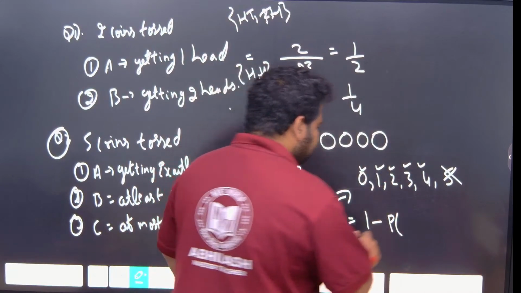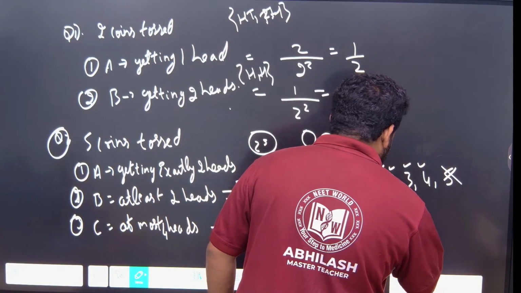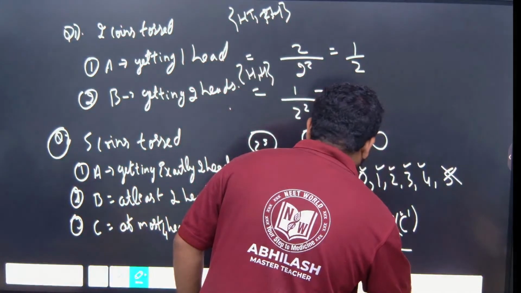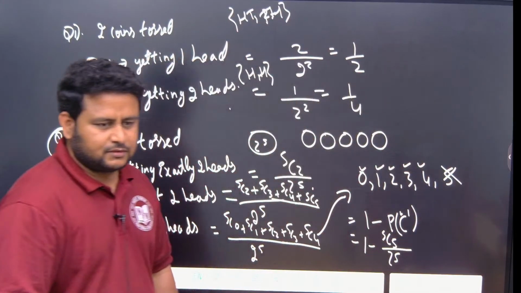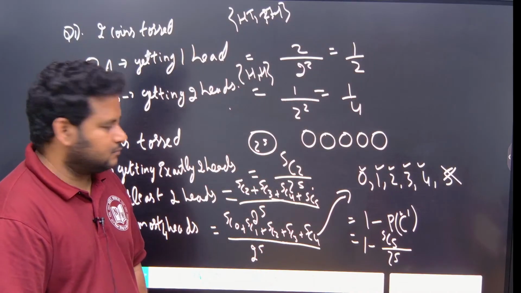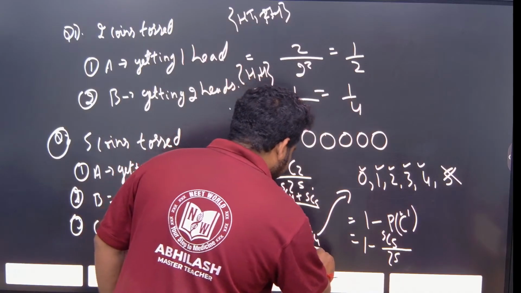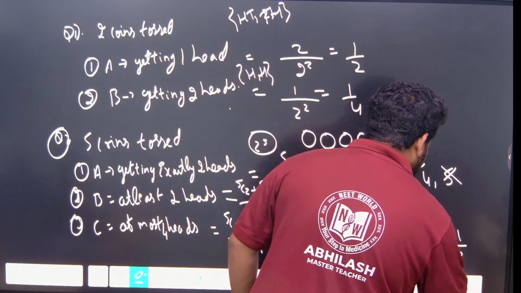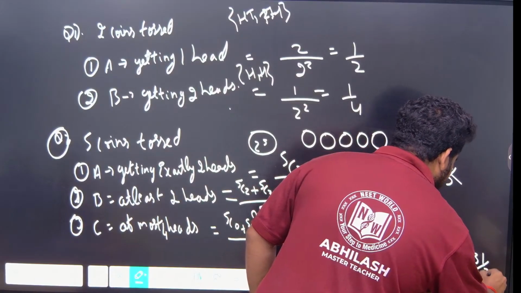So what is 1 minus the probability of getting 5 heads? Let this be event C, that is event C dash. So 1 minus, this is 2 power 5 and 5C5. 5C5 is 1. So 1 minus 1 by 2 power 5, which is 32, will be 32 minus 1 by 32. That will be 31 by 32 only.